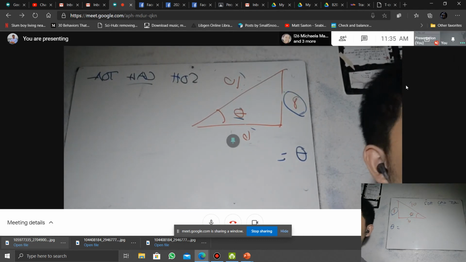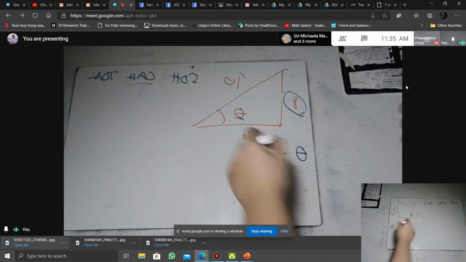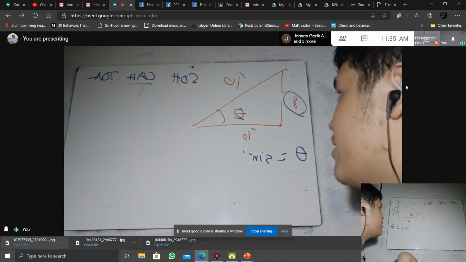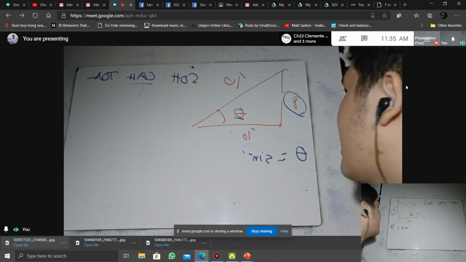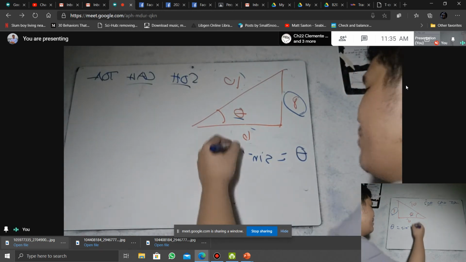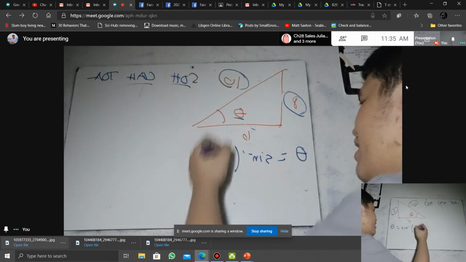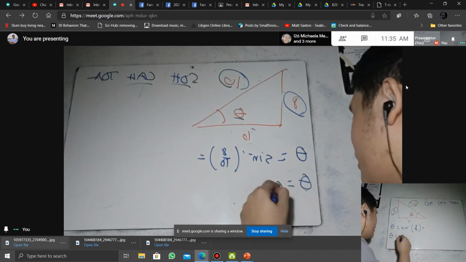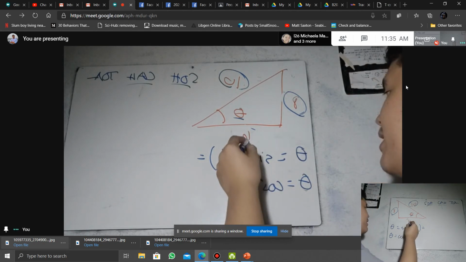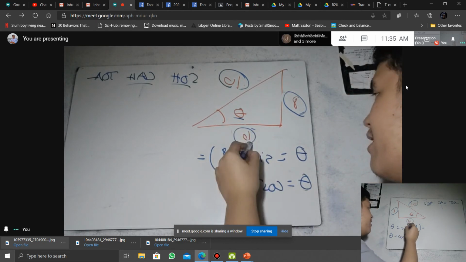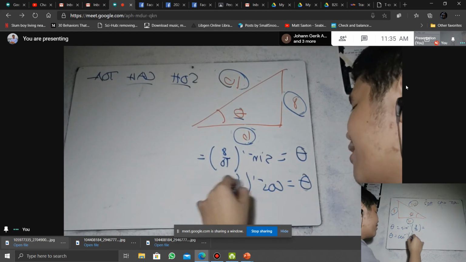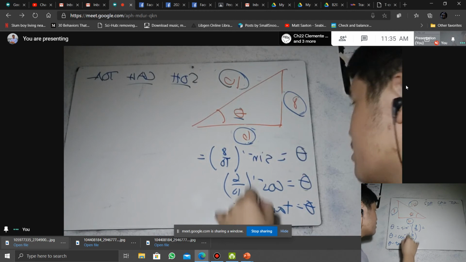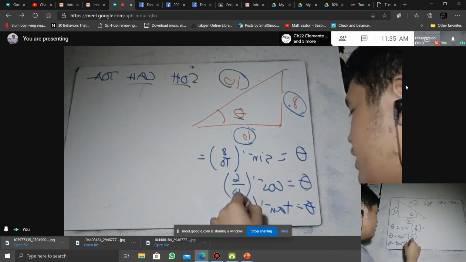Okay, sige. Let's go back, ha. Theta, ito. We can get it in 3 ways. Sine inverse. So, pareho lang siya. Opposite over hypotenuse. Tell me nga what you'll get. Type nyo sa group chat, ha. Cosine negative 1. Ito. Adjacent over hypotenuse. Tangent theta. Opposite over adjacent.